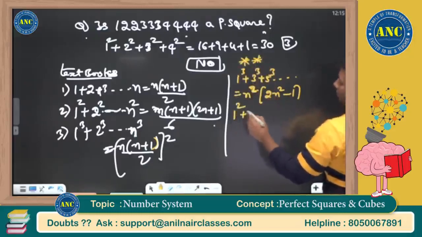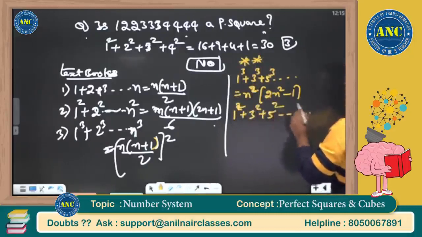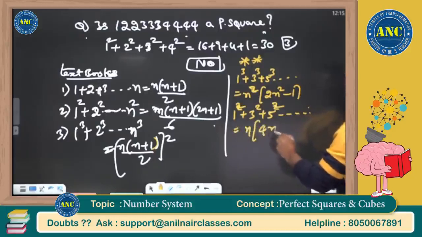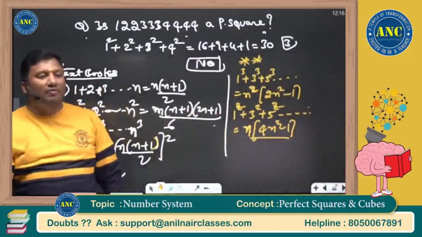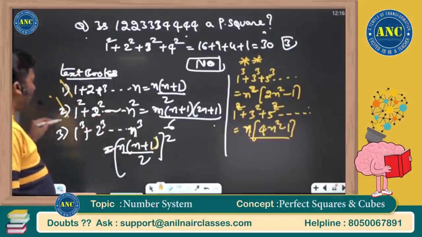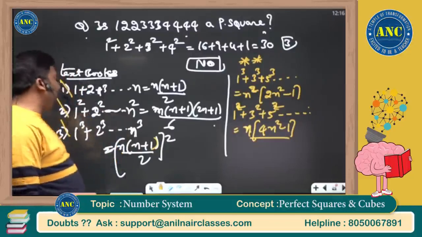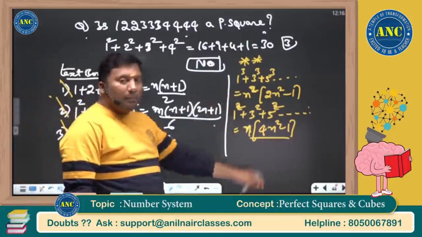Sum of the squares of the odd numbers, 1 square plus 3 square plus 5 square, is given by n into 4n square minus 1 by 3. Please make a note of these 2 points which you will not find in the regular questions. These 3, most of you know. Sum of the first n natural numbers, sum of the squares, sum of the cubes. These 2 are very important.